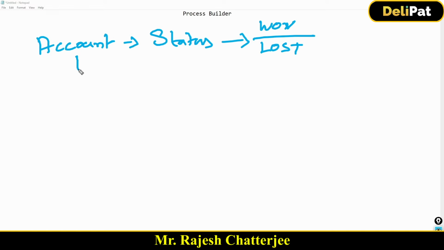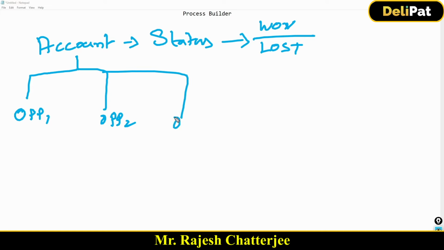Account has a lot of opportunities, right? So account is parent, opportunity is child. So we have opportunity 1, opportunity 2, opportunity 3, like that. One account may have multiple opportunities. An opportunity has a field called stage. Stage is a standard field, and stage has so many values. One of the values in the stage is closed won and closed lost.